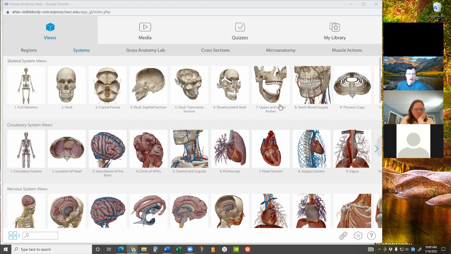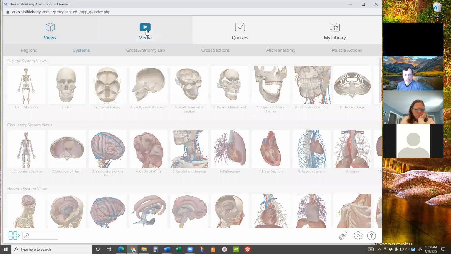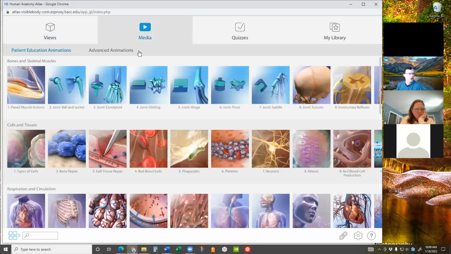So a couple things. You'll notice up here, the thing that's highlighted blue is views. This software does have media, where you can play with this during your time. Tell you what, let's take a look at this sutures video. Okay, let's take a look at this.